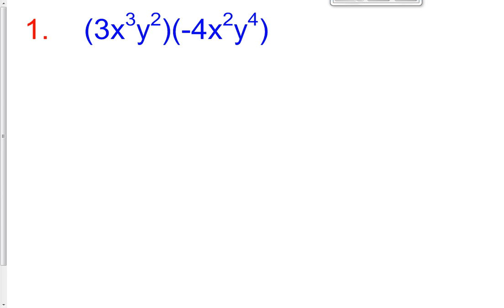So when we have these two monomials that are multiplied by each other, the numbers we multiply, but the variables with their exponents, we add their exponents. So when we multiply variables together, we add their exponents. So the 3 times negative 4 is a negative 12, and then we're going to add the exponents. So x cubed and x squared makes x to the 5th. And then y squared and y to the 4th make y to the 6th.